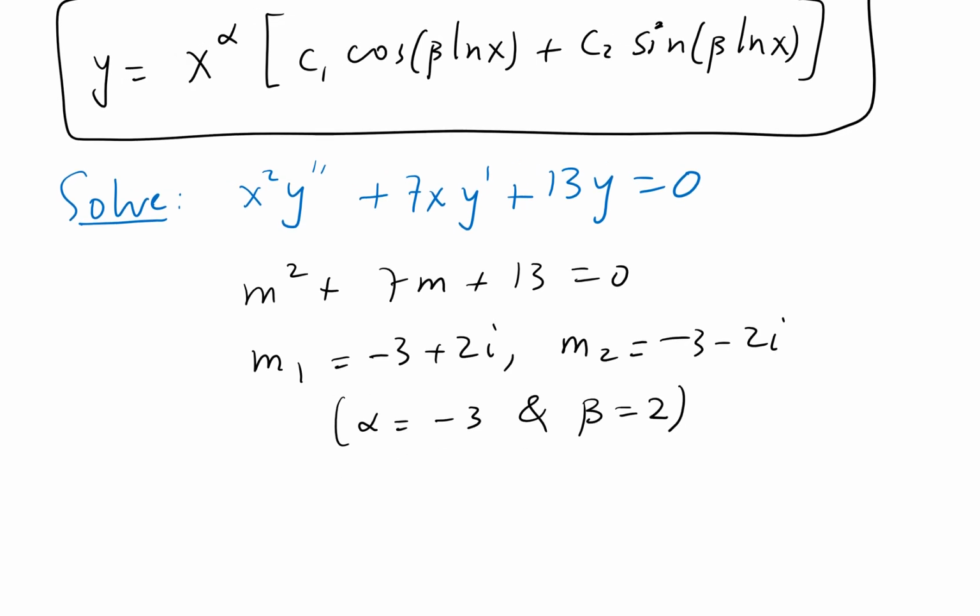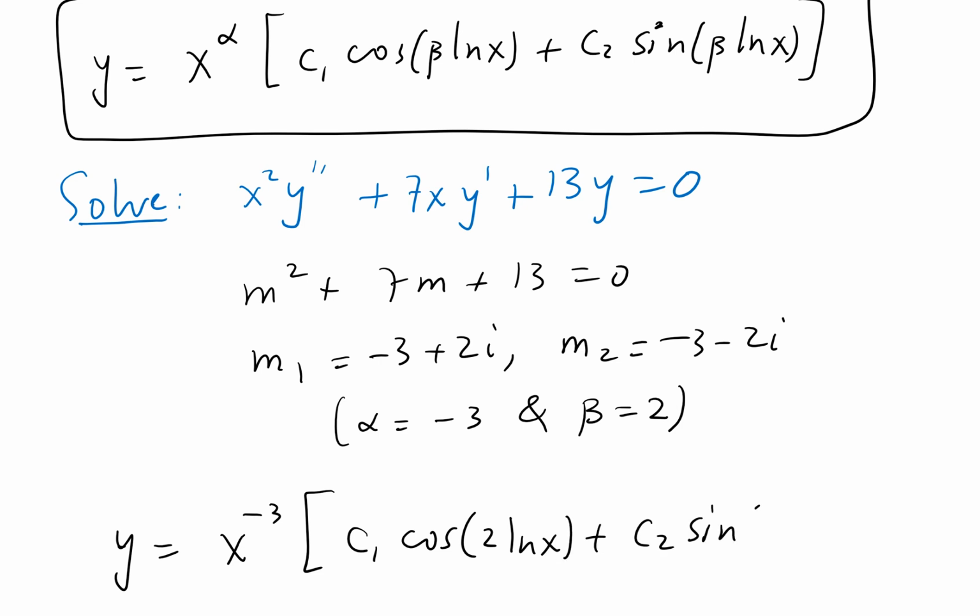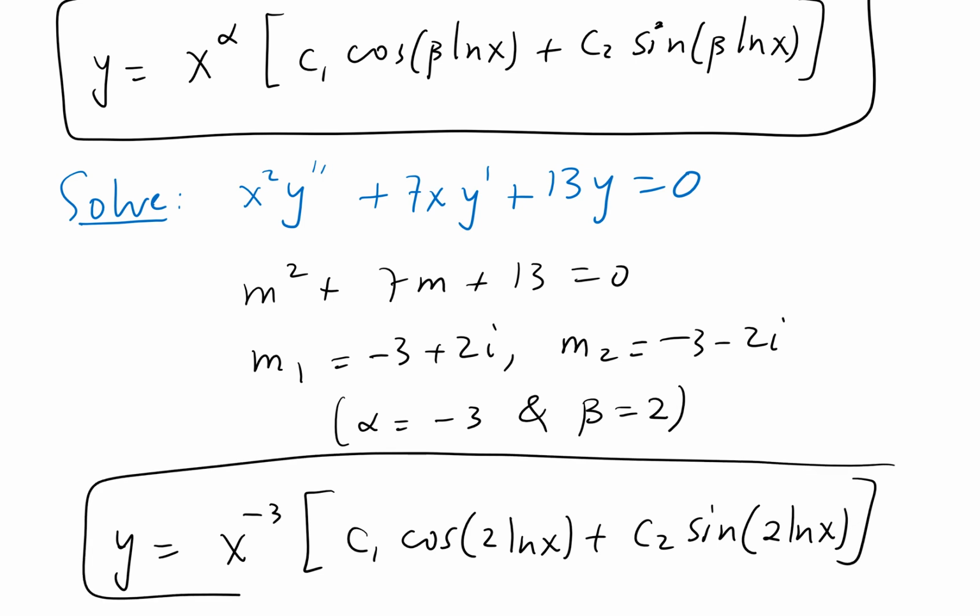So then the general solution would be x to the alpha, c1 cosine of beta, which is 2, natural log of x, plus c2 sine 2 natural log of x.